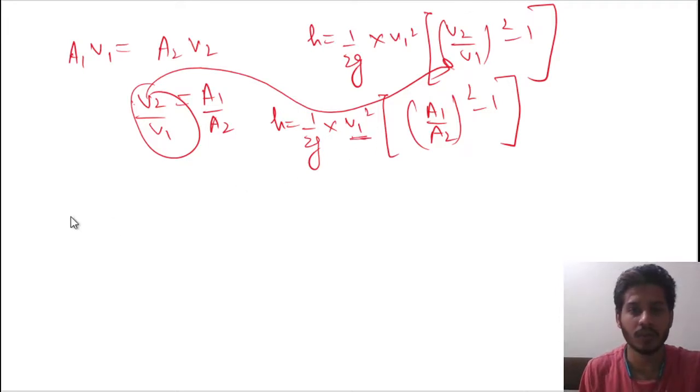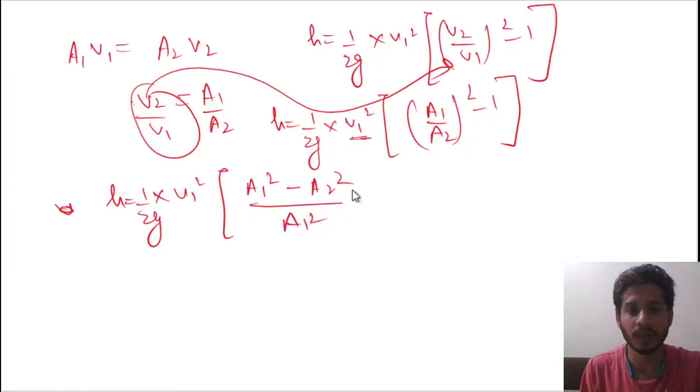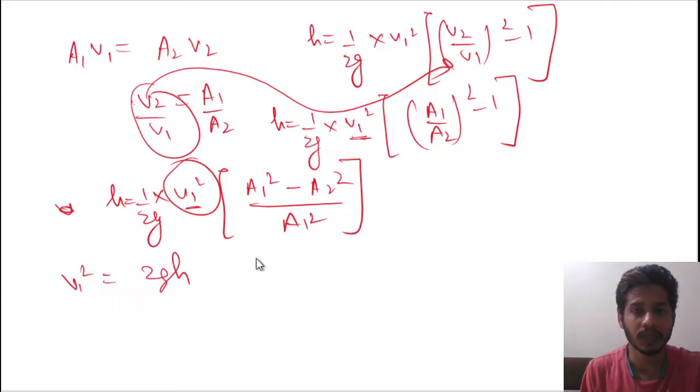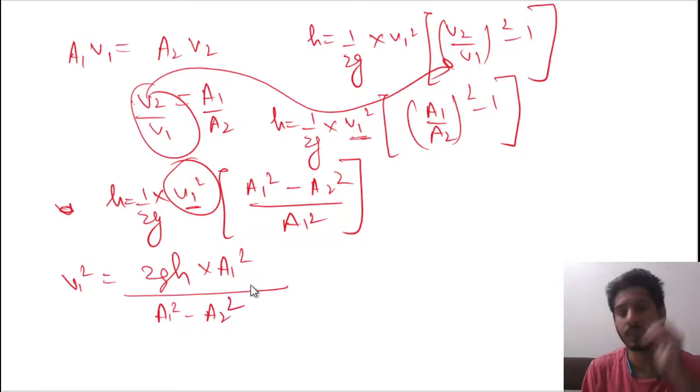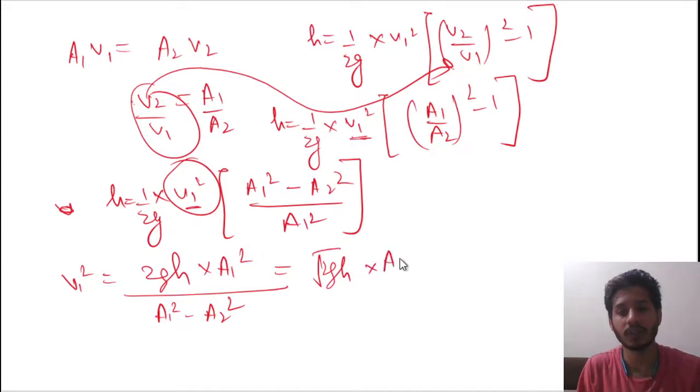We can solve it and find the value of V1. H is equal to 1 upon 2G V1 square, solving this bracket part, A1 square minus A2 square upon A2 square. Then how can we find the value of V1? V1 square is equal to 2GH into A1 square divided by this value. I hope you are understanding, because simply I'm rearranging the terms. For V1, we take the square root on both sides. So this will be root 2GH, square root of A1 square is A1, upon root of A1 square minus A2 square. So this is the value of V1.